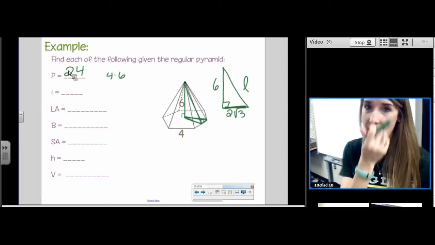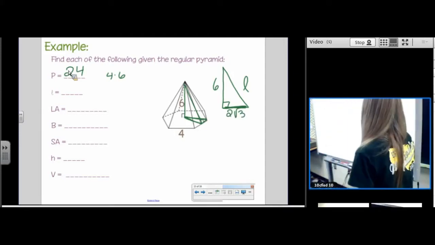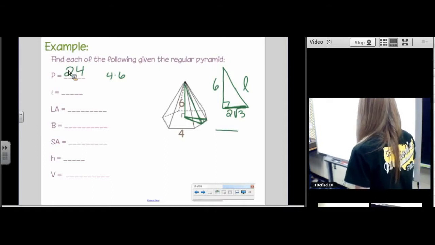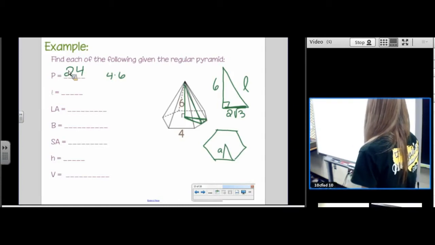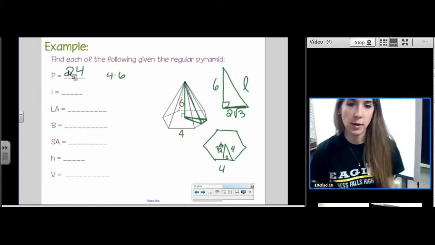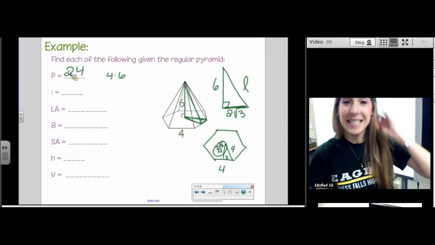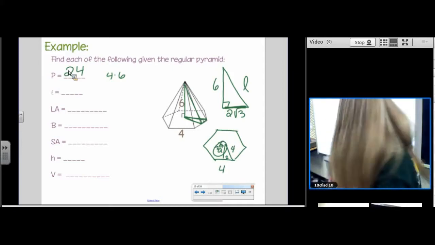If you need help with that, you need to draw the hexagon facing you. And draw this right here. This is your apothem. This is 4, so this is 2, 2√3, and 4, but we don't care about that. The apothem is 2 root 3. It's 30, 60, 90. Okay, we still need the slant height, so we have to do Pythagorean theorem.